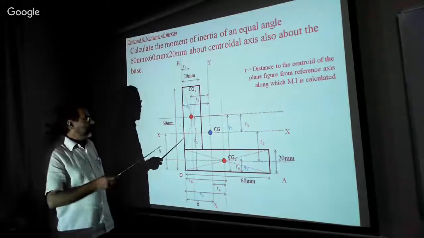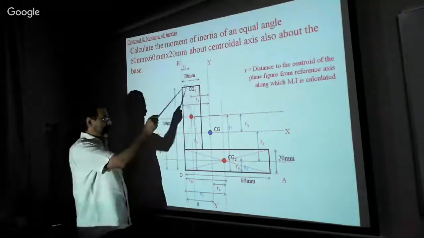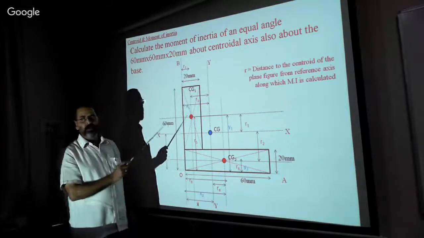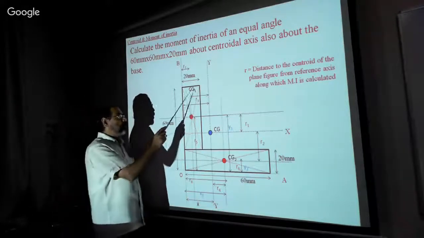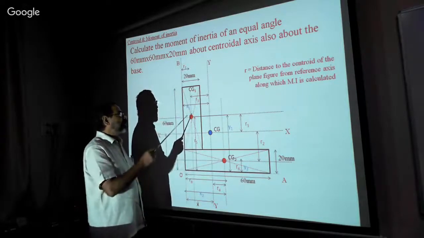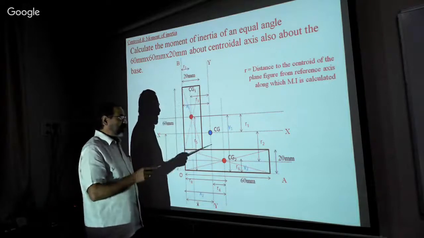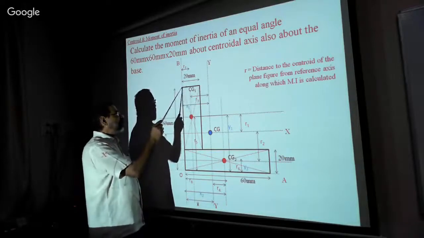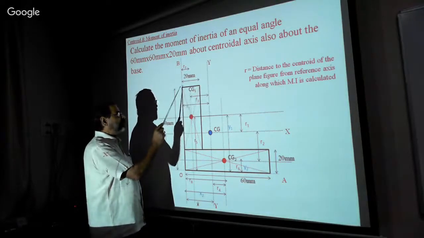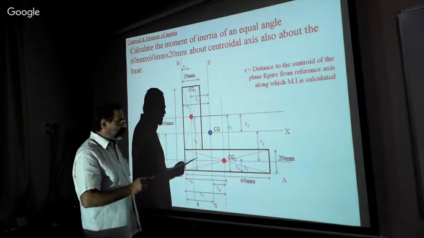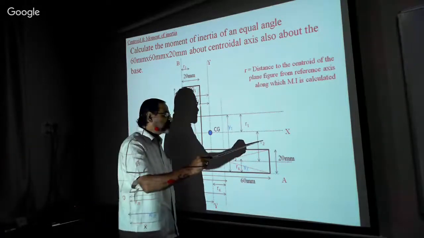Now, in the similar manner, what have we done? First, draw the diagram and divide this figure into two rectangular sections: one rectangular section, another rectangular section. Now please remember, when this is the overall dimension and this is 20 millimeter, when you divide this figure like this, the area of this section 1 becomes 20 into 40. And this section 2 becomes 60 into 20. It is the area 1 and this is the area 2.